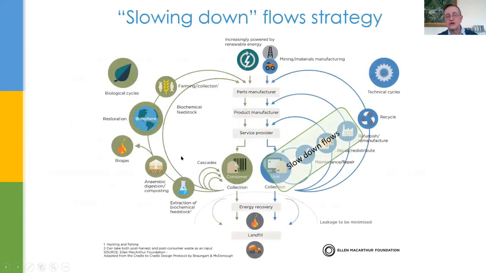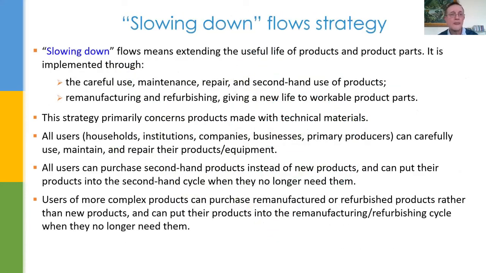Now let's have a look at the slowing down flow strategy. So slowing down again means extending the useful life of products and product parts, not just products, and can be implemented through the careful use by each of us of our products, the maintenance of those products, the repair of those products, and the second-hand use of the products. So when I, as shall we say, the primary user, no longer need to use that product, then I pass it on to someone else who can continue to use it.